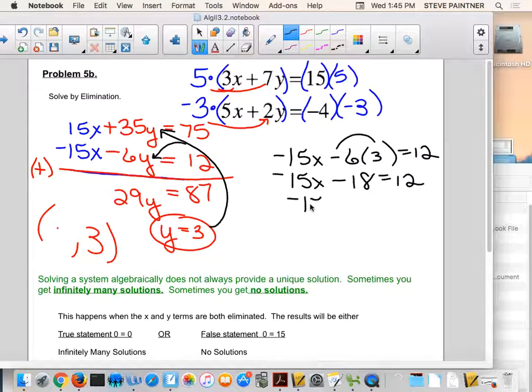Negative 15x. How do you get the 18 over? Don't you add 18 and get what? 30. Right? Divide by 15. Negative. Well, I mean, we say the same answer. What do you get? Negative 2.